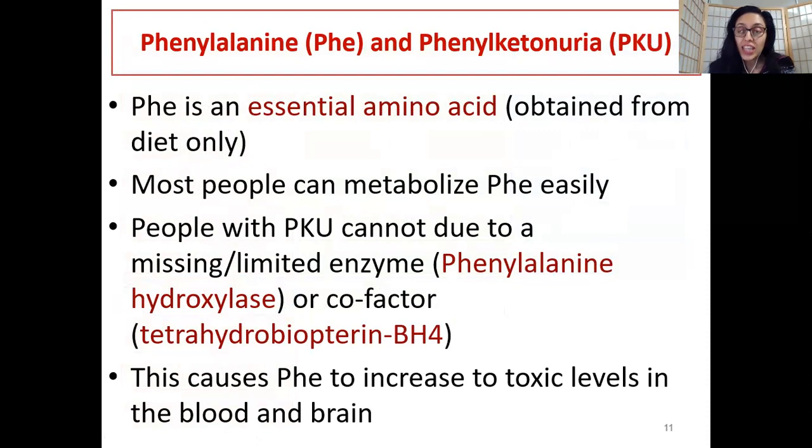When you do not have this enzyme or cofactor, or you have a limited amount of the enzyme or cofactor, that is when the individual exhibits PKU symptoms. Why? Because the phenylalanine level increases in the blood. When you have a lot of phenylalanine floating in the blood, it crosses the blood-brain barrier, and the concept of the blood-brain barrier we have covered in detail in the liver lecture. When there is so much phenylalanine in the brain, it can cause a lot of neurocognitive issues.